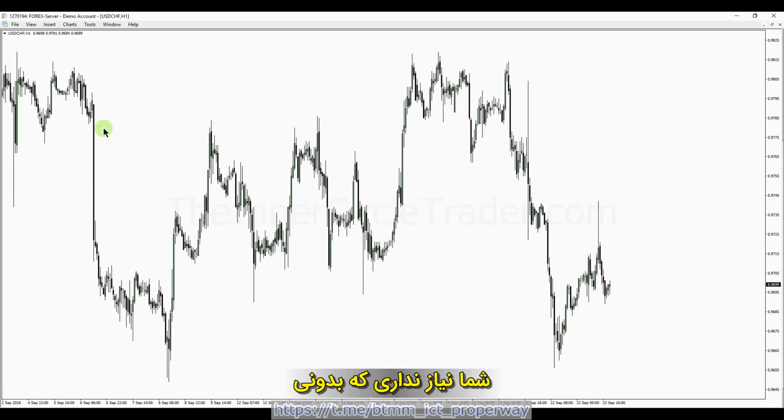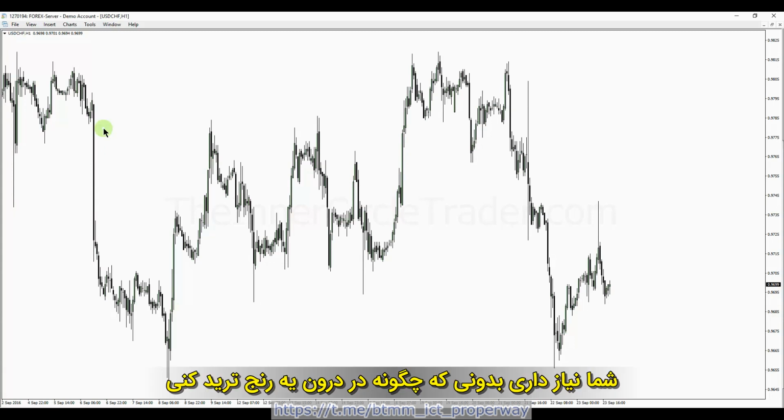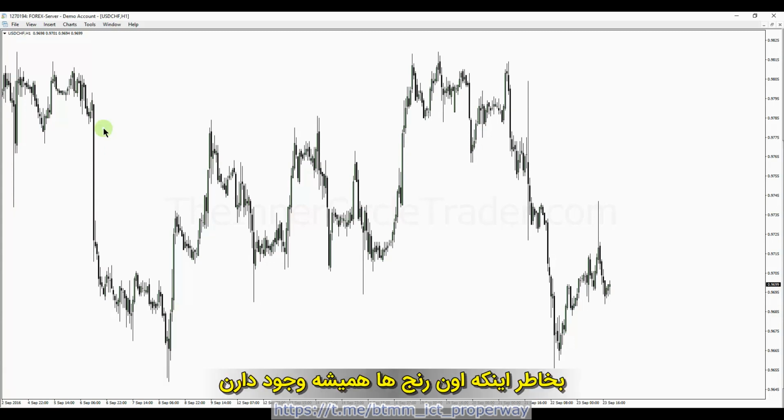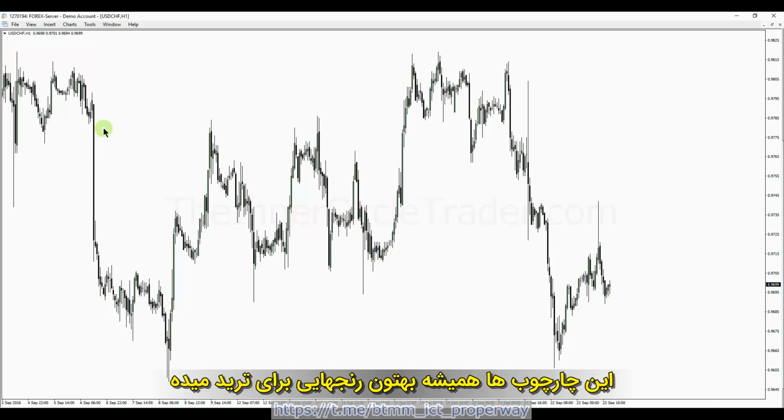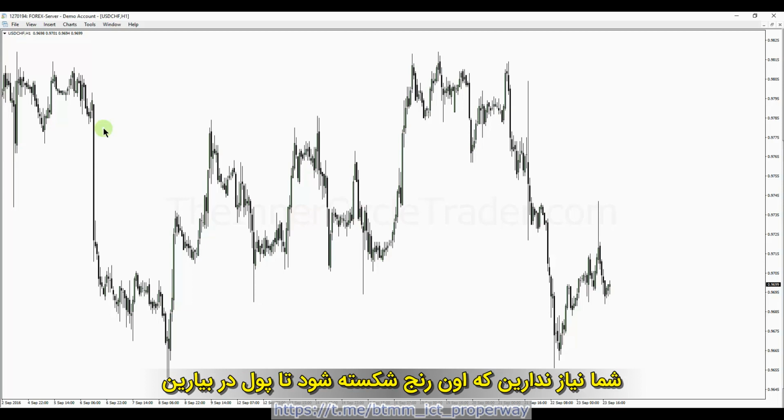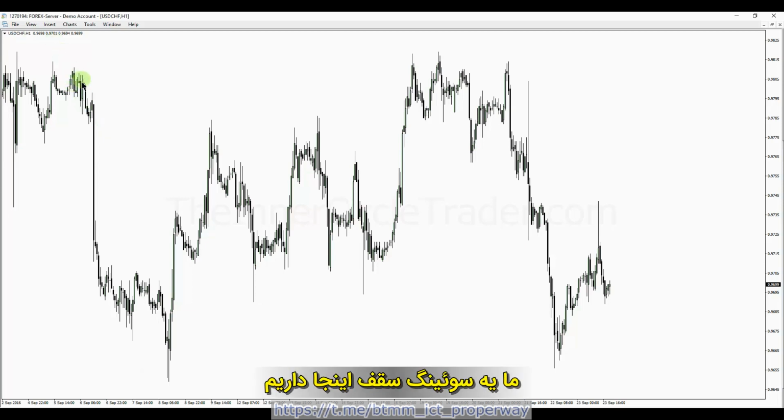Well, you don't really need to know that. You don't need to know it. And the reason why you don't need to know it is because you need to know how to trade inside of a range, because those ranges are always there. Whether you're in a trending market, whether you're in a consolidation, or whether you're in a reversal market, those profiles will always give you ranges to trade in, and you don't need to break out of the range to make money.